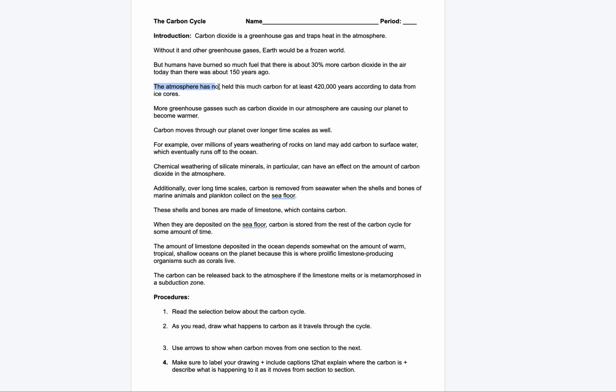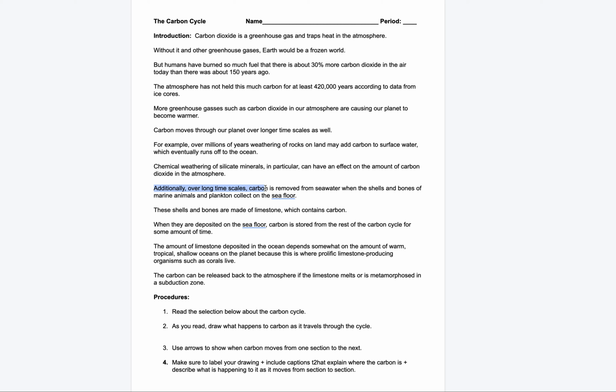The atmosphere has not held this much carbon for at least 420,000 years, according to data from ice cores. More greenhouse gases, such as carbon dioxide in the atmosphere, are causing our planet to become warmer. Carbon moves through our planet over longer time scales as well. For example, over millions of years, weathering of rocks on land may add carbon to surface water, which eventually runs off or travels all the way to the ocean. Chemical weathering of silicate materials, in particular, can have an effect on the amount of carbon dioxide in the atmosphere.